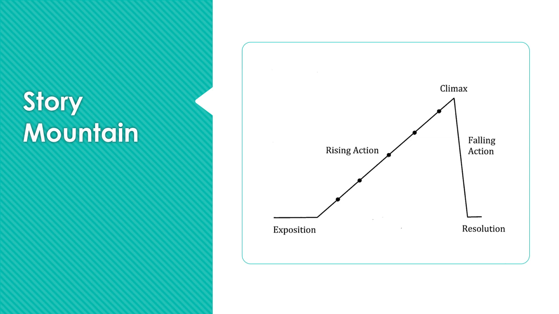This is an example of a graphic organizer when reading. This is called a story mountain. This is the graphic organizer that we will be focusing on today. As you can see, at the bottom of the mountain on the left side starts with the X position. It then goes up to the rising action, it peaks at the climax, and then it drops down with the falling action and the resolution.